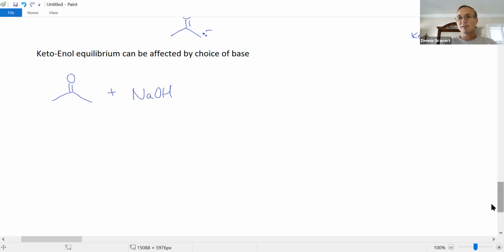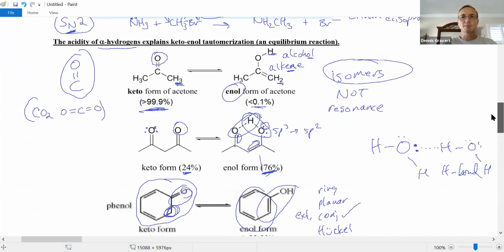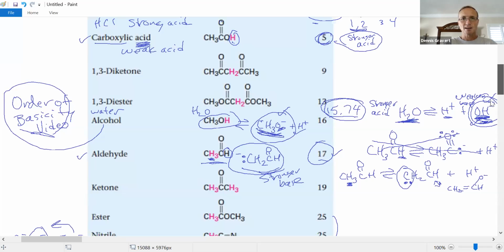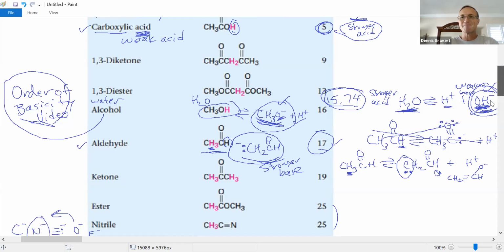Well, you can look at the pKa values. We talked about it earlier. I know it's kind of confusing, so let's just quickly look at it again. Okay, here's water with a pKa of 15.74, here's a ketone, pKa of 19. So who's the stronger acid? pKa is like pH. Smaller pH, stronger acid. Smaller pKa, stronger acid. Yeah, 15.74 is a stronger acid than the ketone.